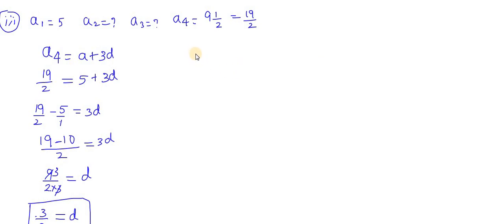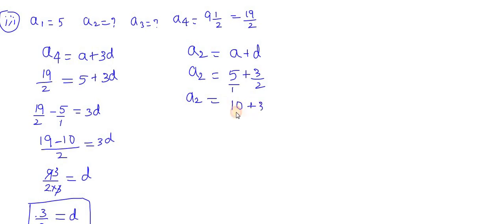We need to find a2. a2 equals a plus d. So a2 equals the a value, which we know is 5, plus the d value, 3 by 2. Simplify this: 5 is the same as 5 by 1, so cross multiply, 10 plus 3 by 2. So a2 equals 10 plus 3 is 13, 13 by 2. This is our a2 value.